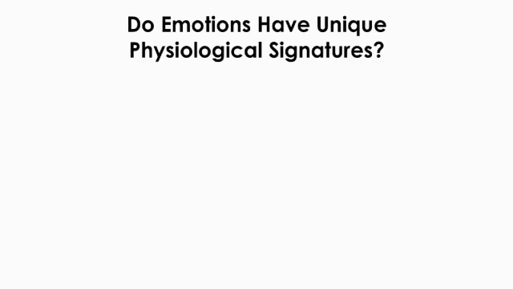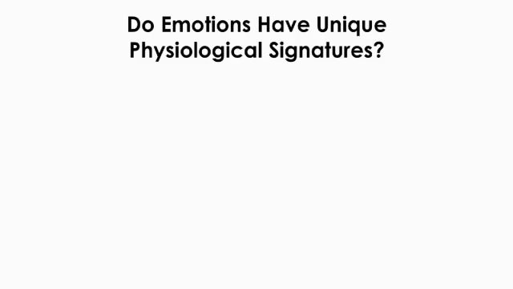So now, second question we have. So we think, to a first approximation, emotions, at least as far as we can tell, are pretty universal, but there's cultural and learned pieces as well. Do emotions have unique physiological signatures? Could we tell from your physiology what you're feeling?